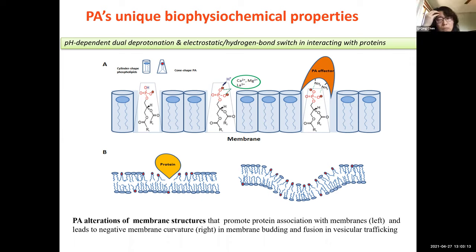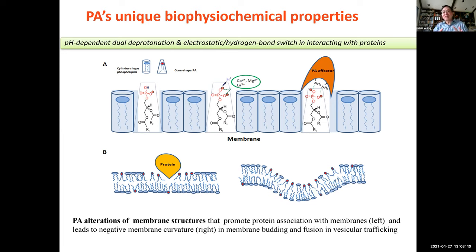And in our collaboration with Dr. Zhang, using this PA sensor, he did detect this pH-dependent PA-protein interaction. That's important in plant response, say salt stress. So in this aspect, PA is a rather unique lipid in terms of interaction with proteins and also its impact on the membrane structures.